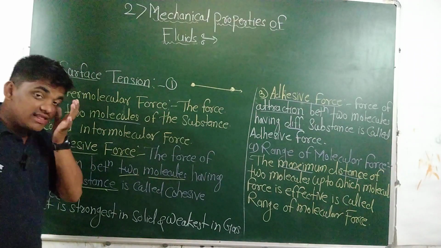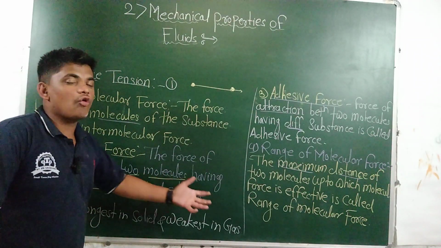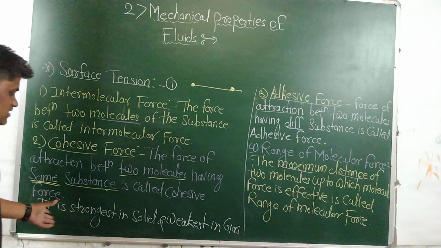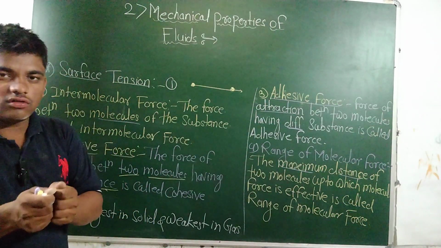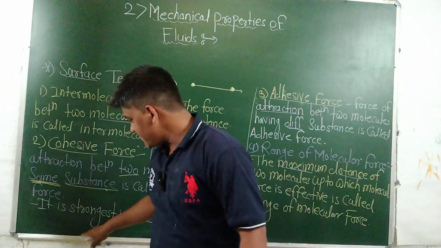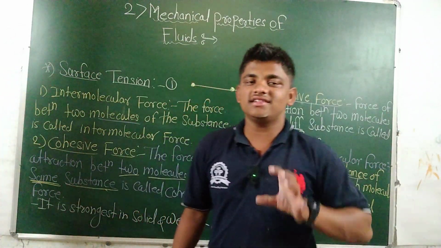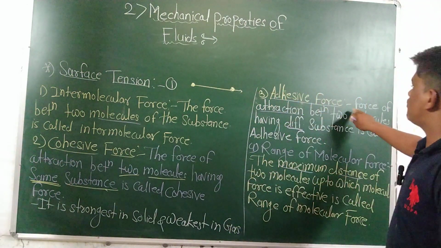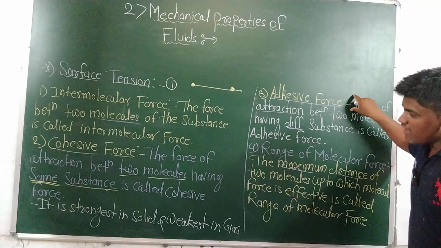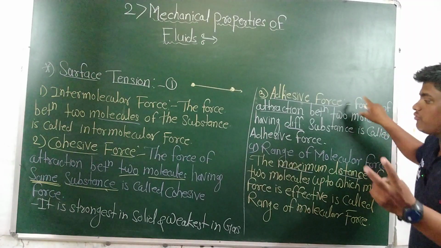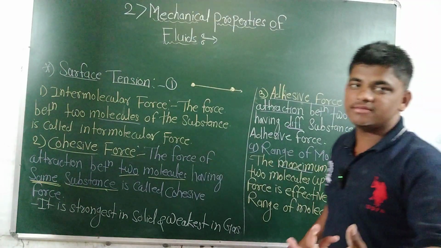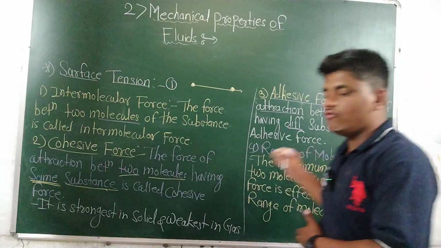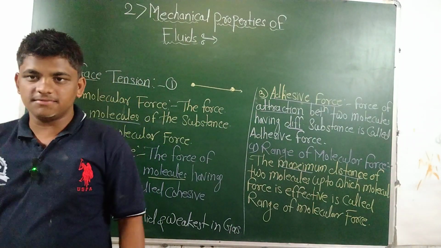The two molecules having the same substance is called cohesive force or force of cohesion. And it is strongest in a solid and weakest in gases. And the opposite force of the cohesive force, that is adhesive force, is also a force of attraction between the two molecules, but these are in different substances. This happens in different substances, and is called adhesive force or force of adhesion.